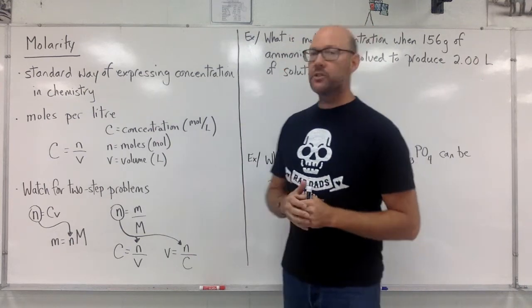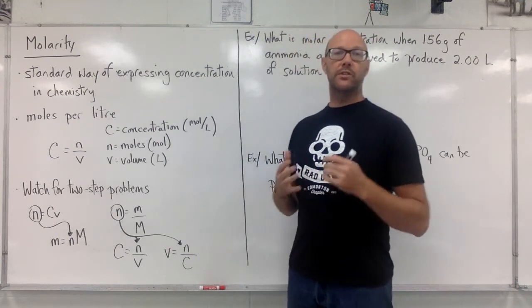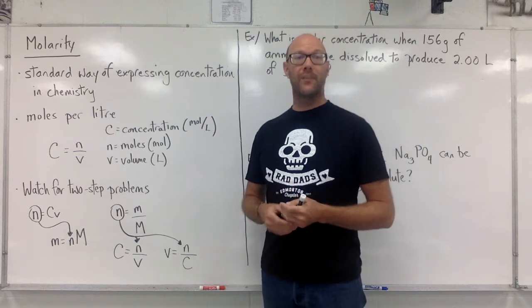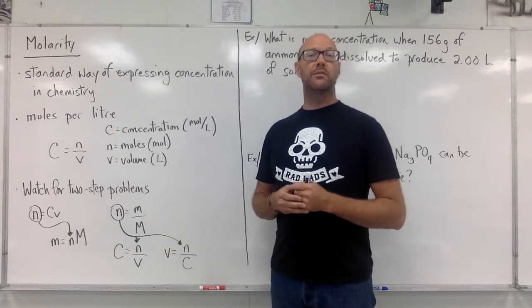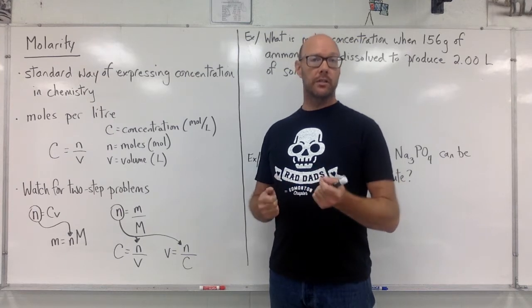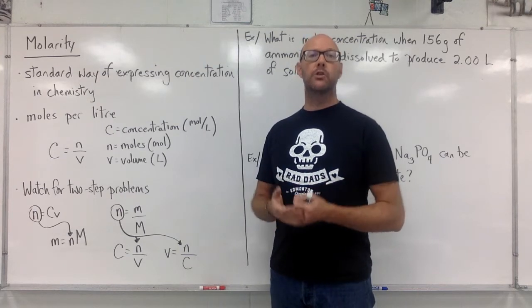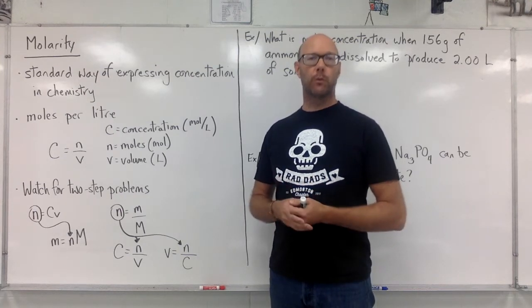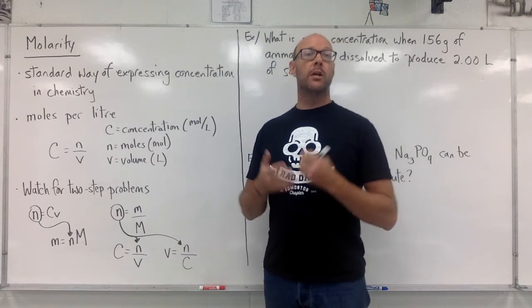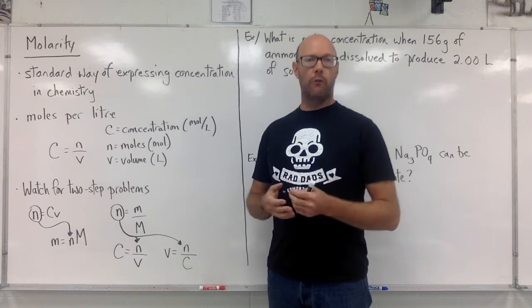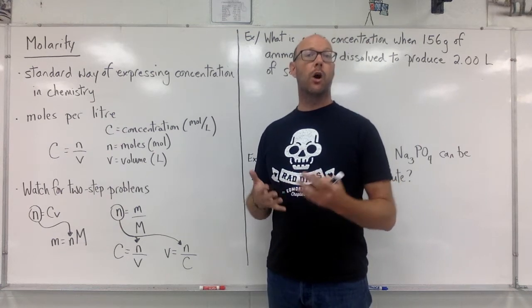We have this formula, C equals n over V, where C is the concentration in moles per liter. That's the molar concentration. n is moles, and V is volume in liters. Lots of the time questions will give us milliliters. We must have liters for this formula to work. We're going to have one-step problems sometimes to solve for C, solve for V, or possibly even solve for the moles.